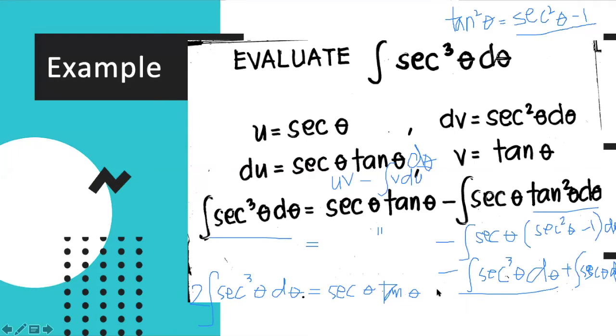And what's the answer for that? You have ln of secant theta plus tangent theta. Recall nyo itong formula na ito sa trigonometric function. And then we put plus C.